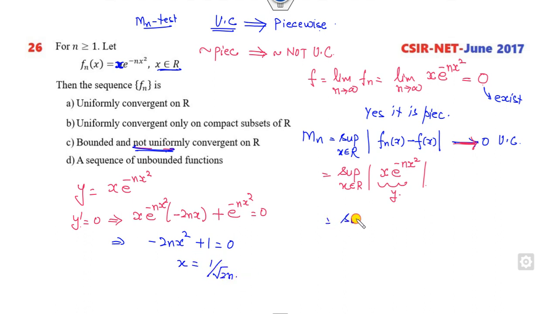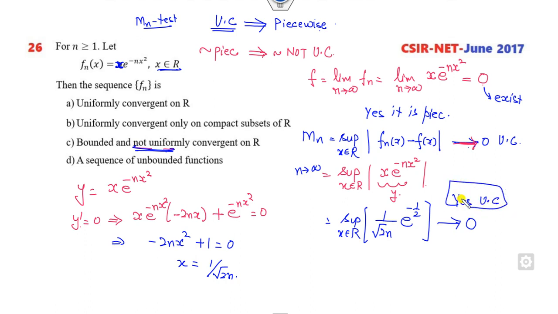So if I substitute here, it is 1 by root 2n e raised to power minus 1 by 2. So now the supremum is M_n. Take n approaches infinity and check whether it goes to 0 or not. So as n approaches infinity, it goes to 0. So it means yes, it is uniformly convergent. So this option is cancelled out. It's the right answer: it converges to 0 for all x belonging to R.